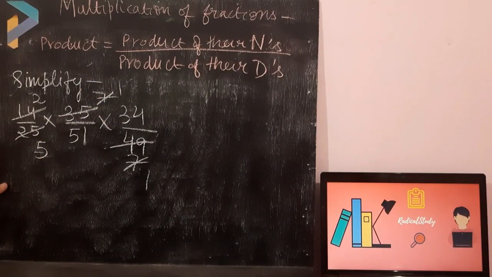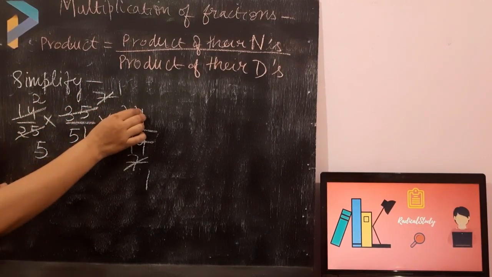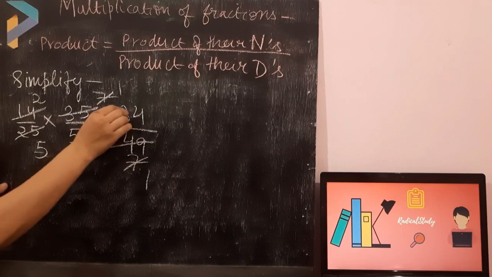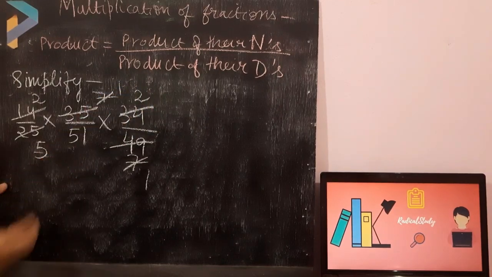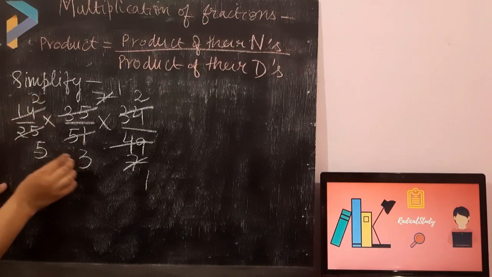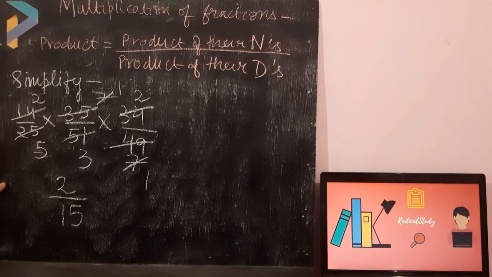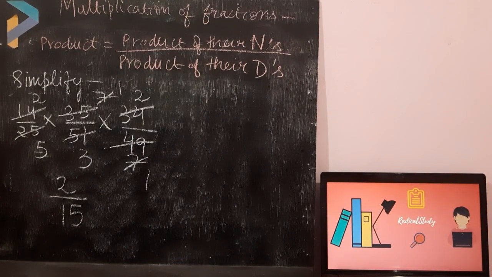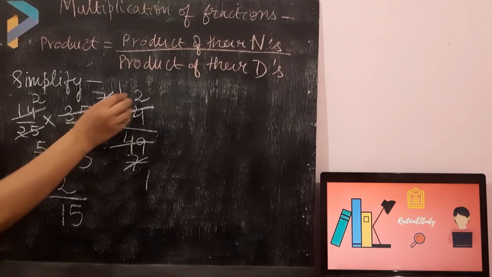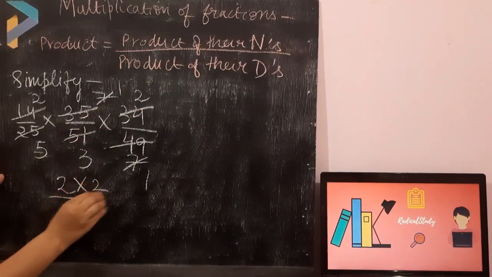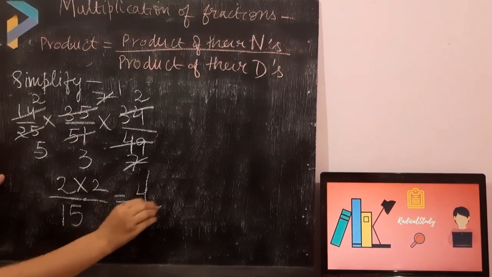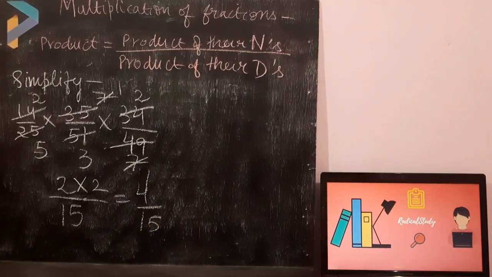Now here we have 2 multiplied by 34. So 17 2s are 34, 17 3s are 51. Now what is left? So we have 2 upon 15. This 2 is also there. 2 into 2, so we have 4 upon 15. So the answer is 4 upon 15. So this is how we simplify the fractions.